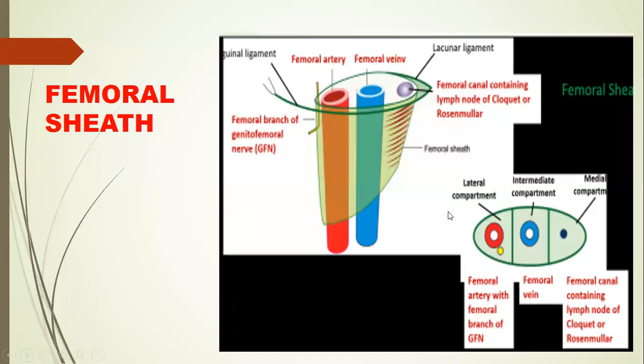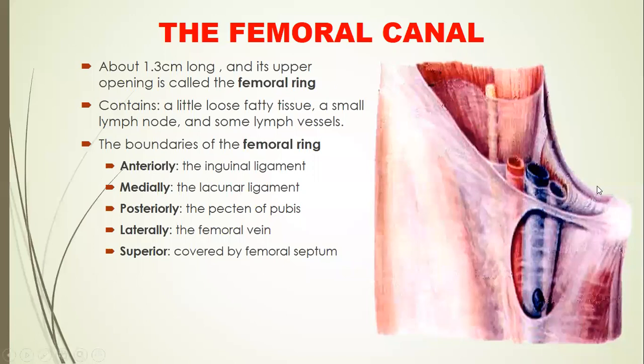Now in life, this opening or this femoral ring is sealed by a structure called the femoral septum. So this opening of the femoral canal is sealed by extraperitoneal fibrofatty tissue of the abdomen called the femoral septum. And this femoral septum is a relatively weak area of this region of the abdomen.